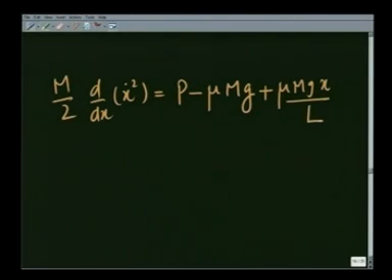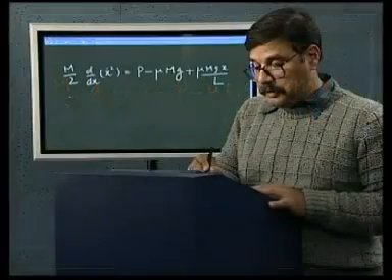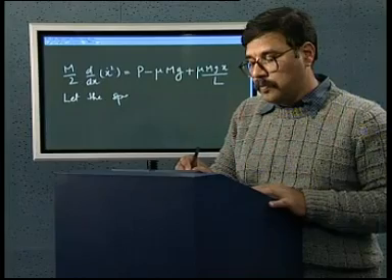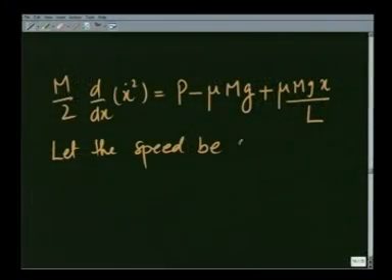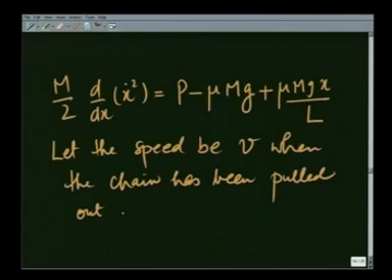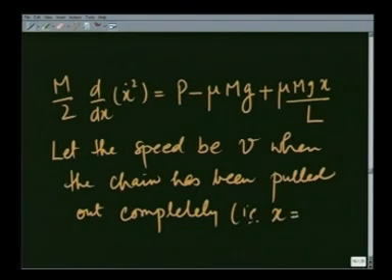Now, I can easily integrate it from x equals 0 to L. So, if I do that and let the speed be v when the chain has been pulled out completely, that is x equals L.